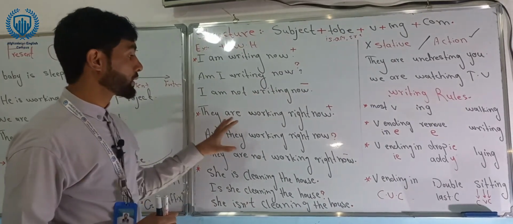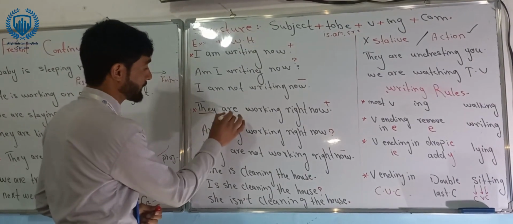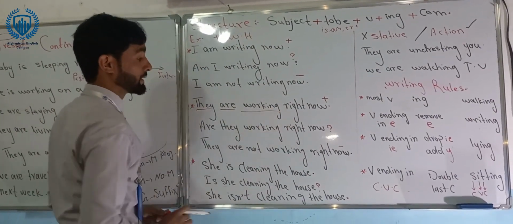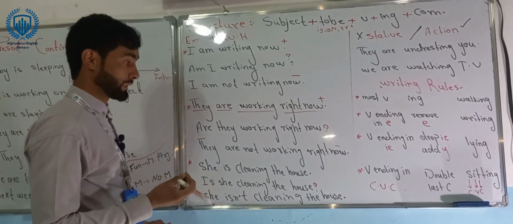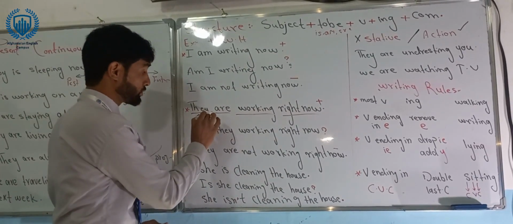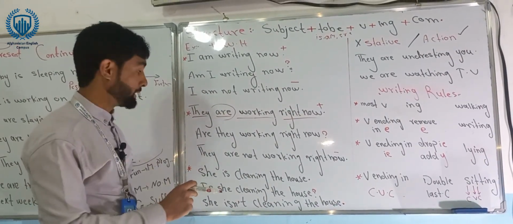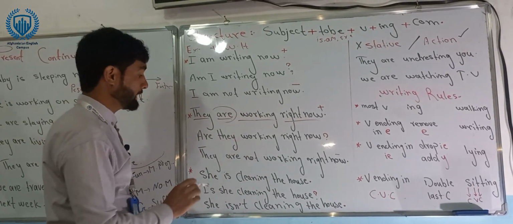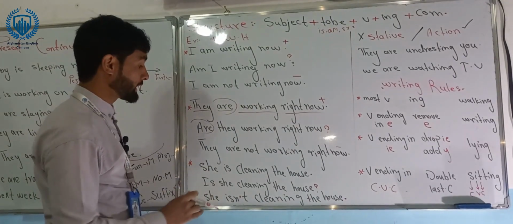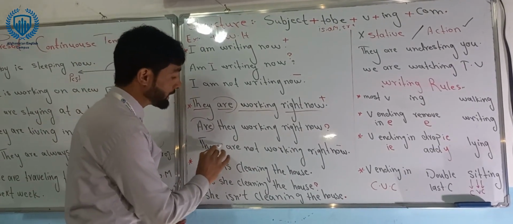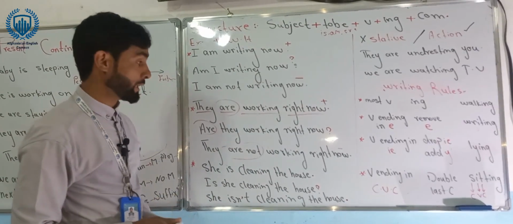The second sentence, they are working right now. They is the subject. Are is the auxiliary verb, working is the main verb with the ing, right now is the complement. It's a positive sentence. In order to change it to question, we have to bring are in the beginning. Are they working now? It's a question form, it's an interrogative form. If we make it negative, we have to add not after the auxiliary verb. They are not working right now.